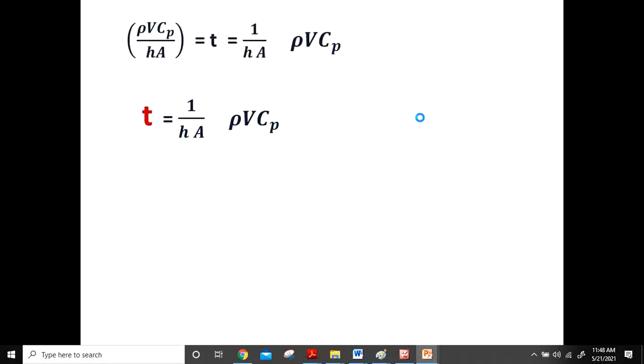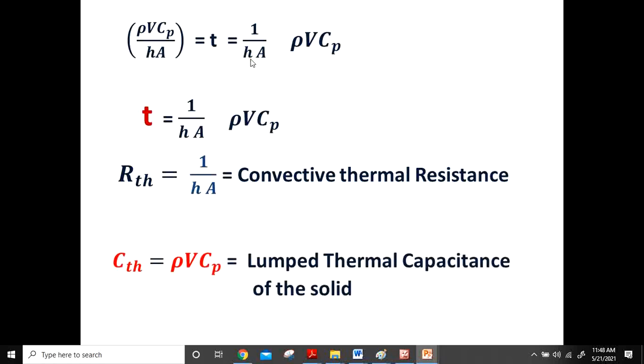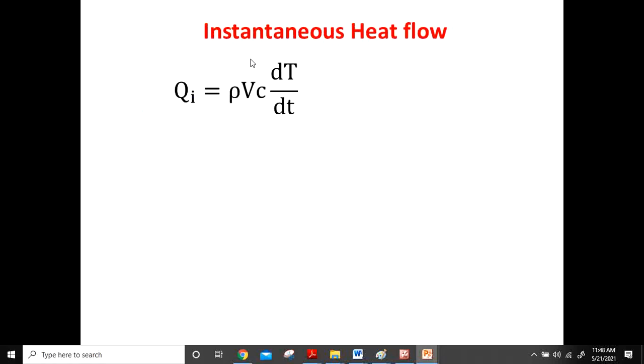I am going to split the above expression like this: 1 by HA into rho V Cp. 1 by HA is nothing but the convective thermal resistance. Rho V Cp is the lumped thermal capacitance of the solid. Now, for instantaneous heat transfer, we can derive the equation by using the basic equation m Cp delta T varying with respect to time, and since it is instantaneous heat transfer, rho V Cp.